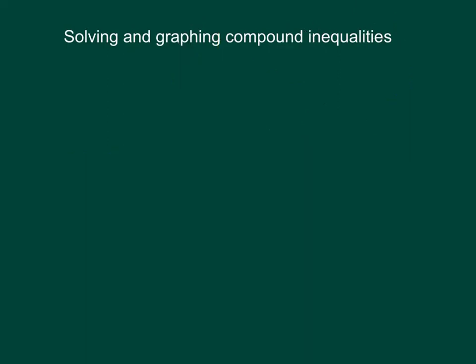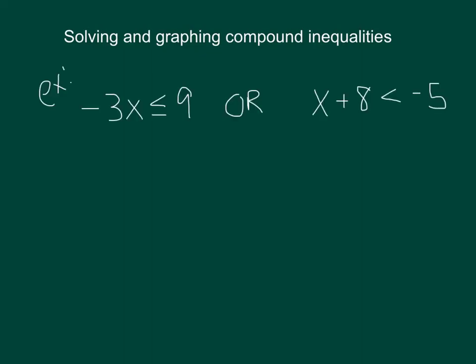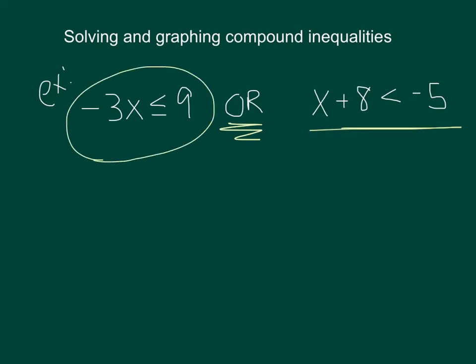So now that we talked about an "and" compound inequality, we're going to talk about the other type, which is "or". The example we're going to do is -3x is less than or equal to 9, or x plus 8 is less than -5. Because it's an "or" statement, we're only going to solve each of these separately. So I'm going to just look at -3x is less than or equal to 9 and solve that first.